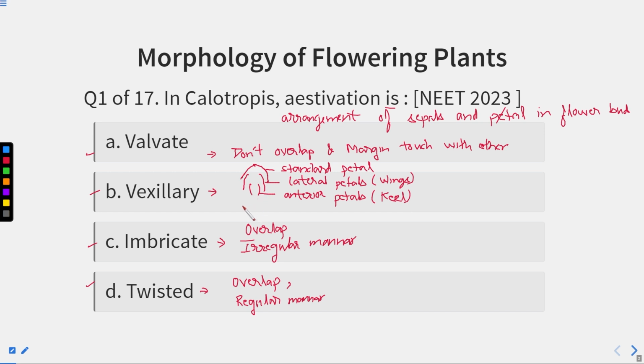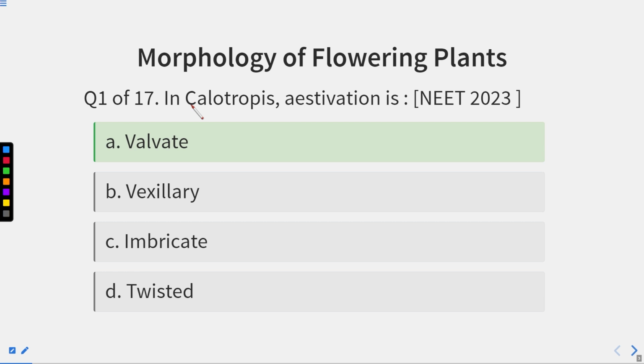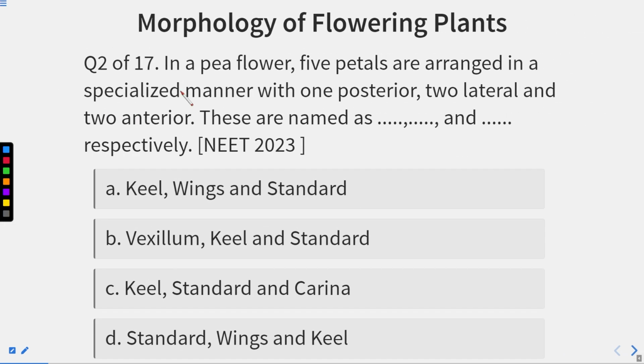Alright, so this is vexillary estivation. This is seen in the members of Papilionaceae. Members of Papilionaceae show vexillary estivation. Alright, now they are asking which estivation is seen in Calotropis. So this is a direct question. Answer is valvate.